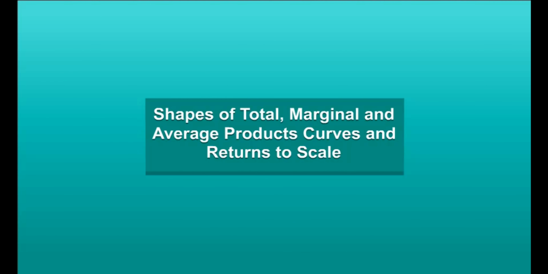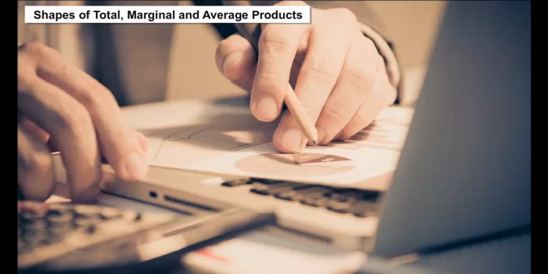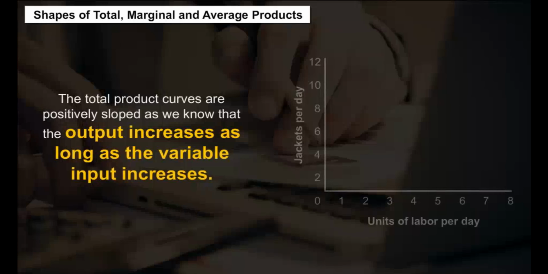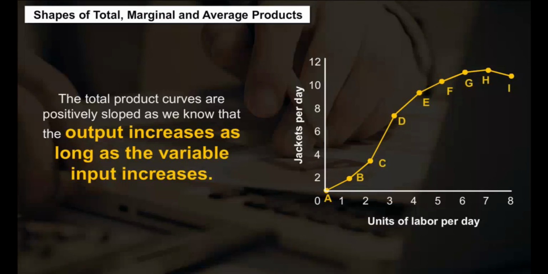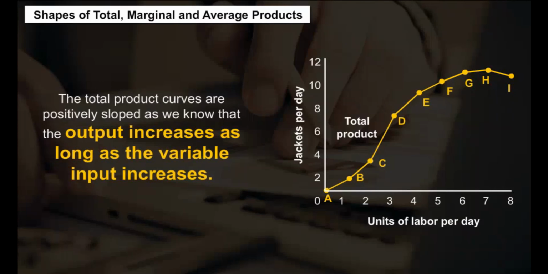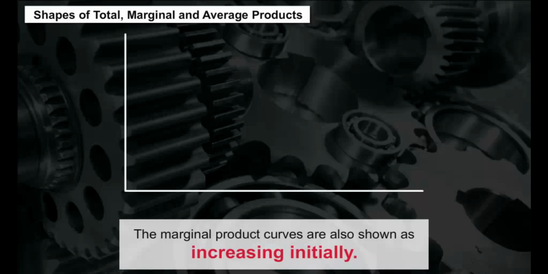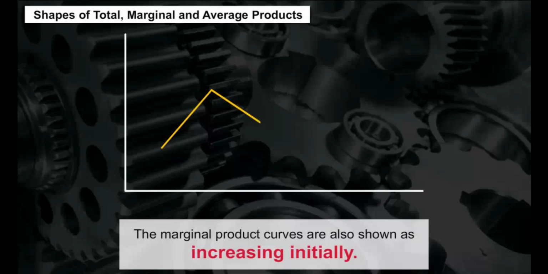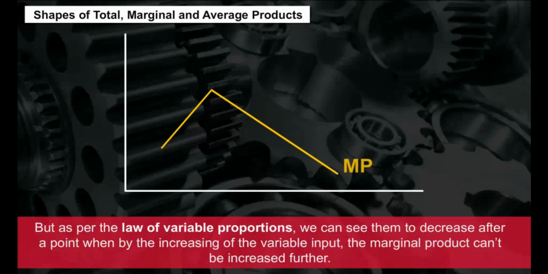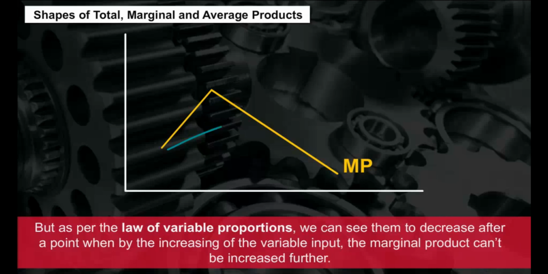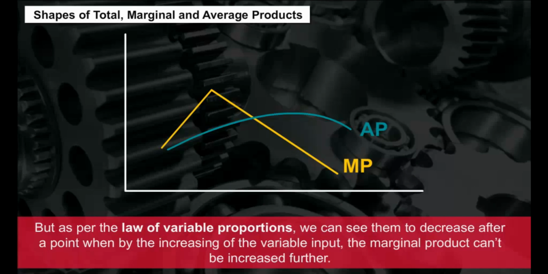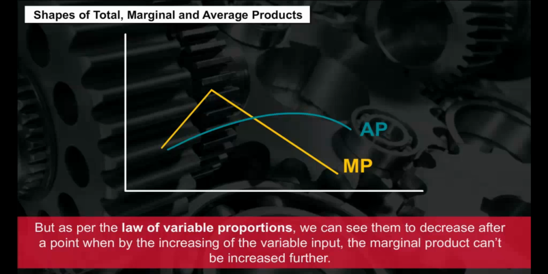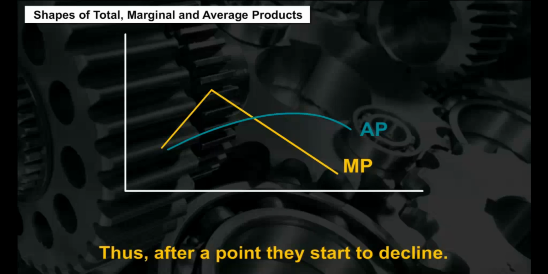Shapes of total, marginal, and average products curves and returns to scale. Shapes of total, marginal, and average products. The total product curves are positively sloped, as we know that the output increases as long as the variable input increases. The marginal product curves are also shown as increasing initially, but as per the law of variable proportions, we can see them decrease after a point when, by increasing the variable input, the marginal product can't be increased further. Thus, after a point they start to decline.